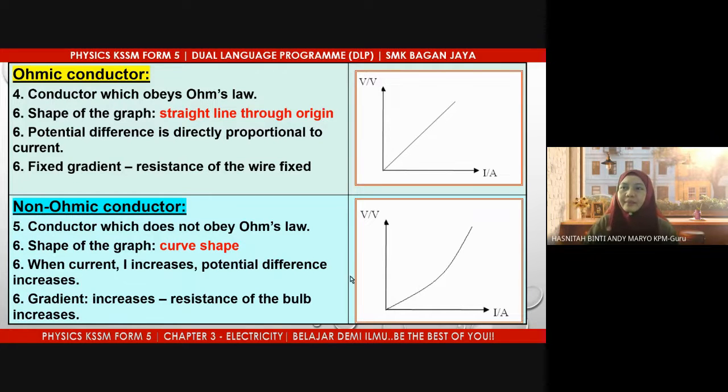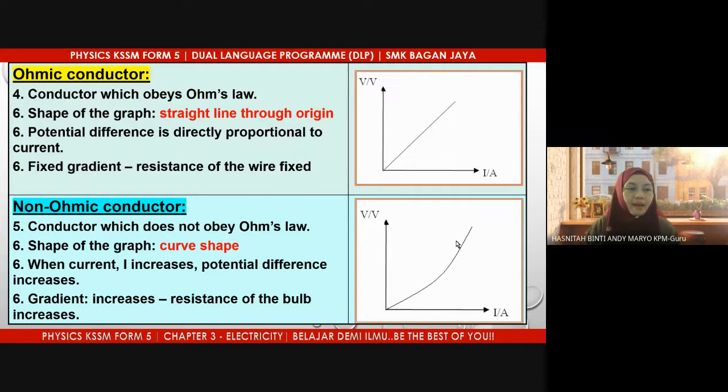Okay, then what to do next? The shape of the graph. For ohmic conductor, you can write a straight line through the origin. It is a straight line graph through the origin. Meanwhile, for the non-ohmic conductor, the shape is a curve with positive gradient. You can add in here, curve shape with positive gradient.